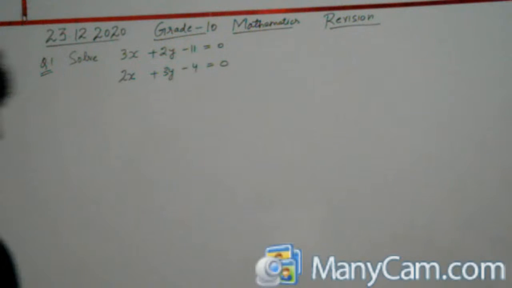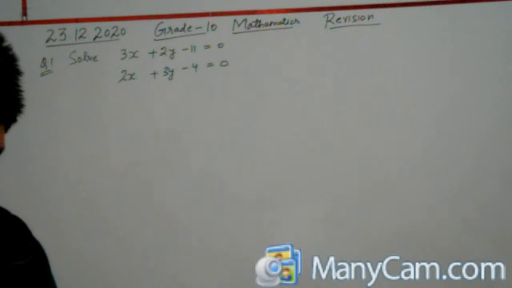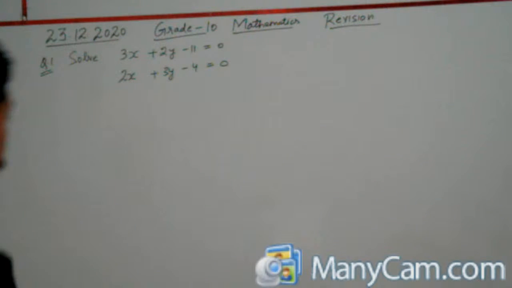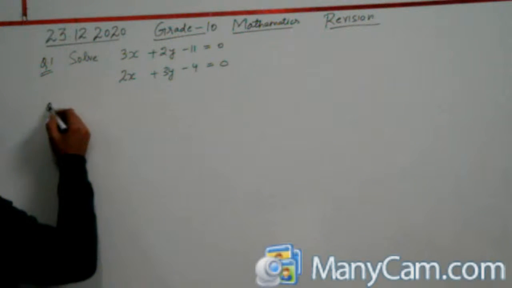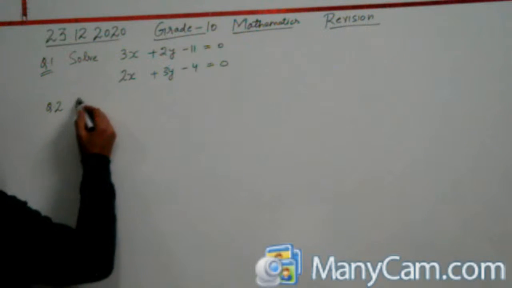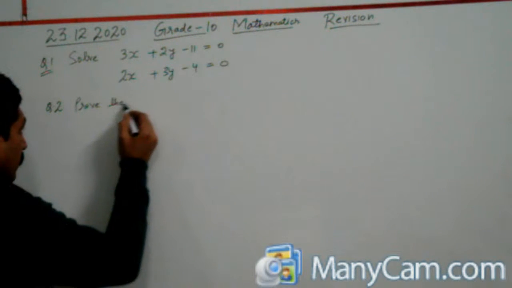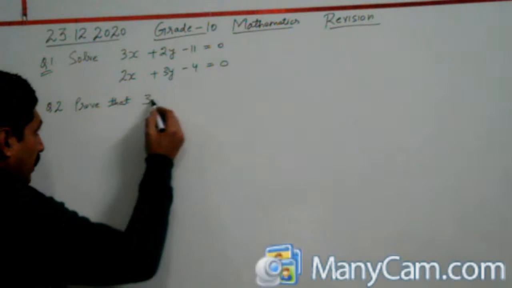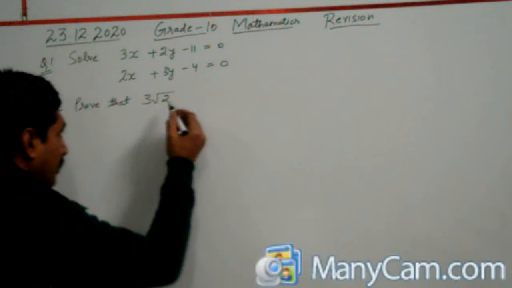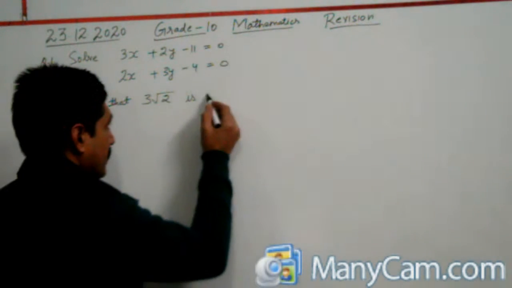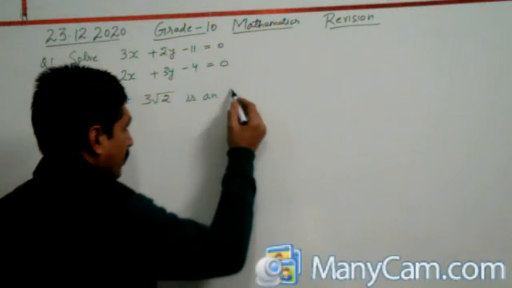Next question is prove that 3 under root 2 is an irrational number.